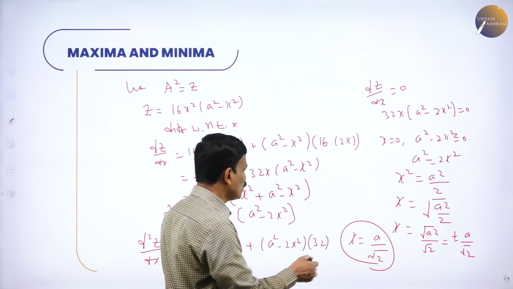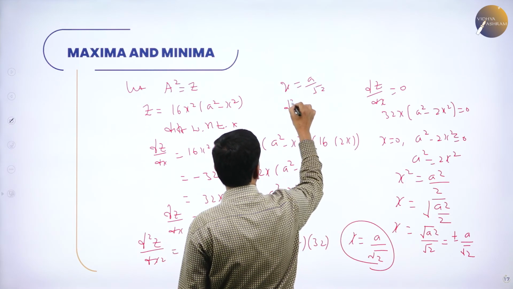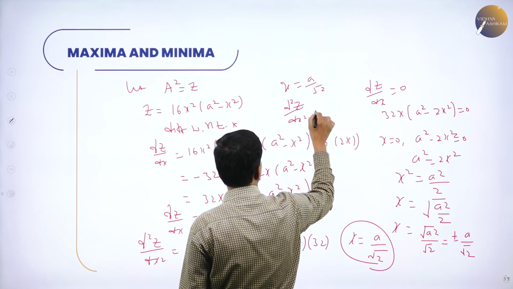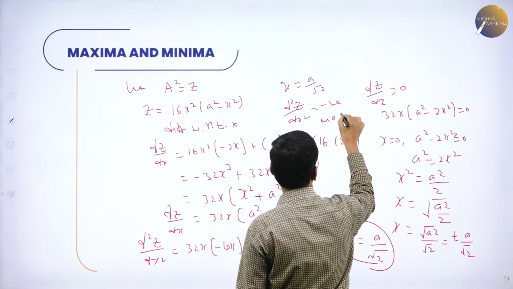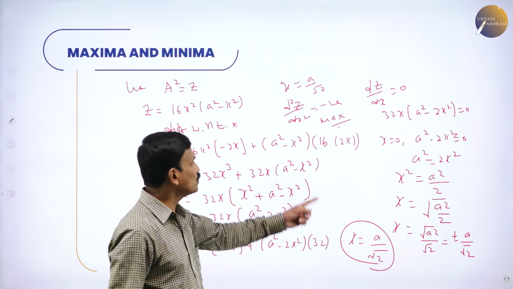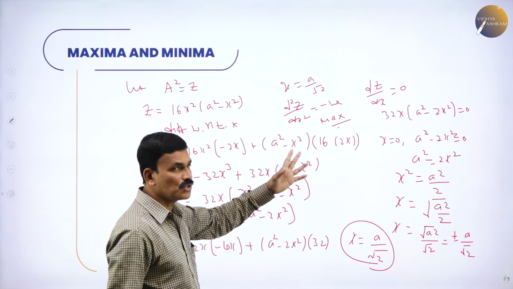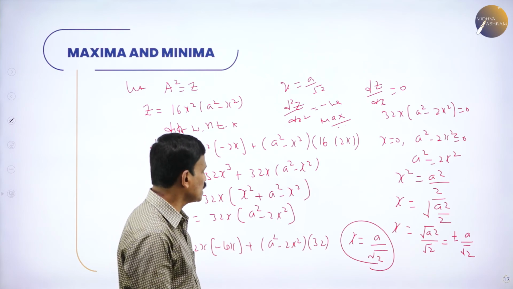At x = a/√2, d²z/dx² is negative. So therefore the function is maximum. So x = a/√2. At x = a/√2, dz/dx is 0 and d²z/dx² is negative. Therefore the function is maximum.